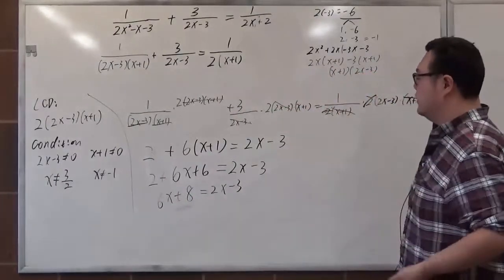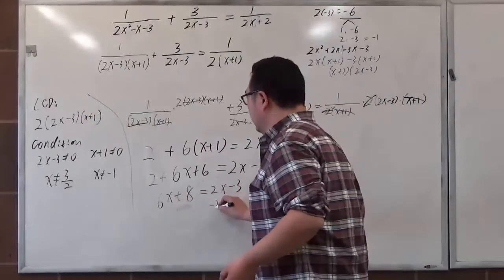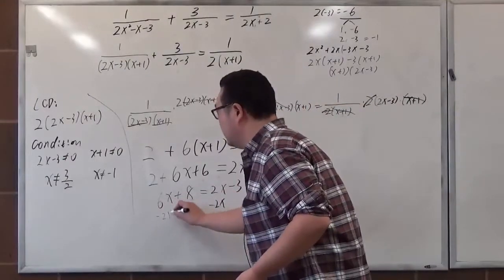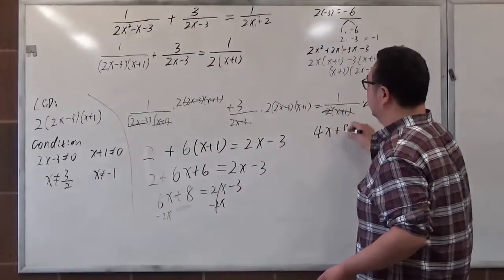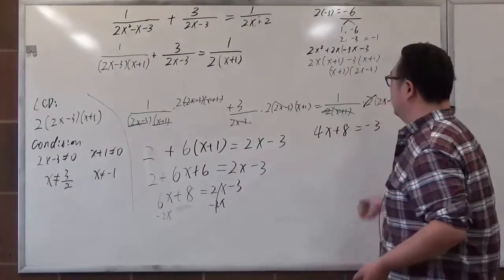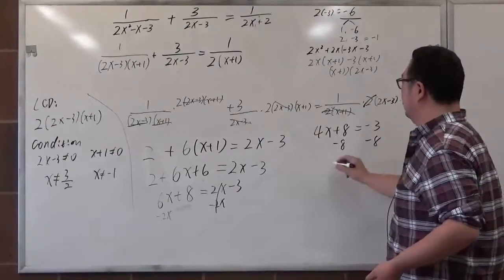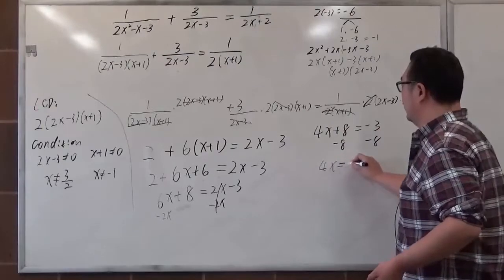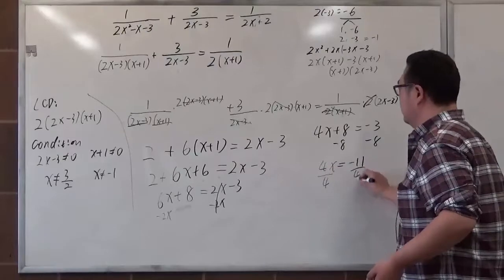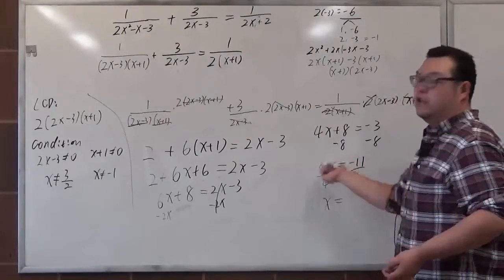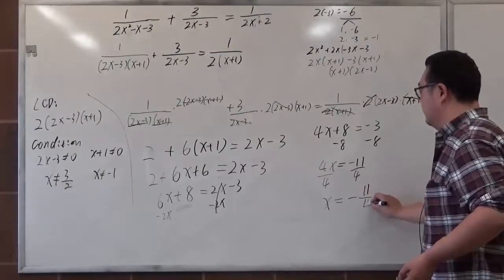The next thing we do is take the 2x to the left side to put our variable on the left. We have 4x plus 8 equals negative 3. Then we move the number to the right side, and we have 4x equals negative 11. At the end, we divide by the coefficient in front of x, and we get x equals negative 11 over 4.